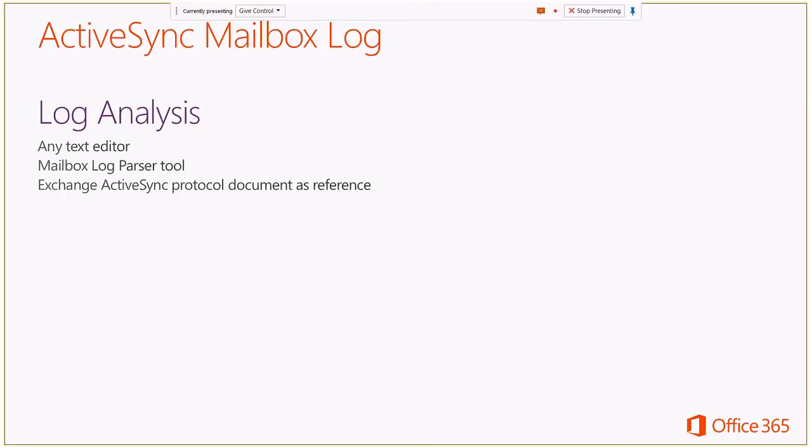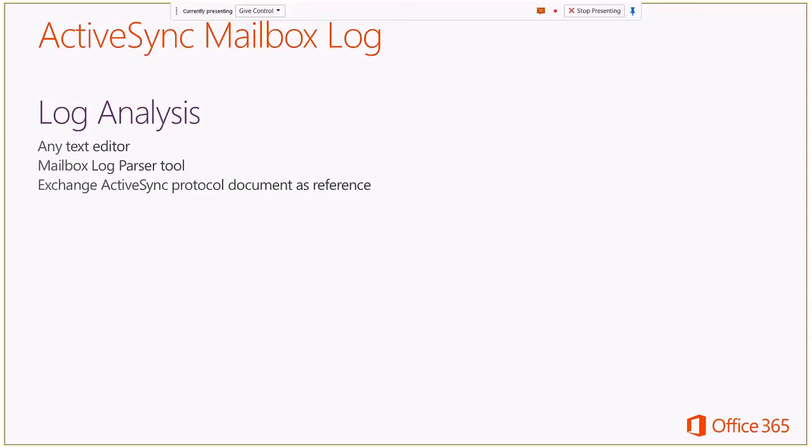So for the log analysis, we can use any text editor, or we have a tool, the Mailbox Log Parser, that is designed to analyze these mailbox logs. And as I mentioned earlier, it's very critical that we have the ActiveSync protocol document as a reference for whenever we get stuck. We want to know, okay, why did it do that, or what's that status code? Having that document readily available really helps to troubleshoot the issue.